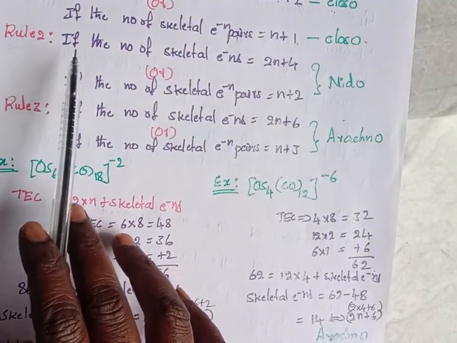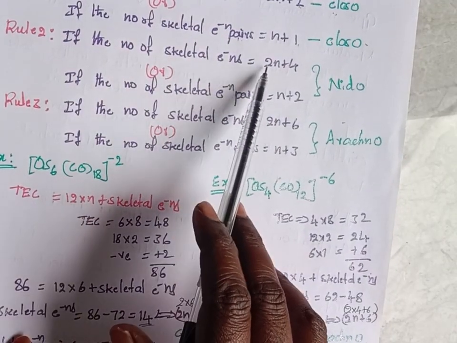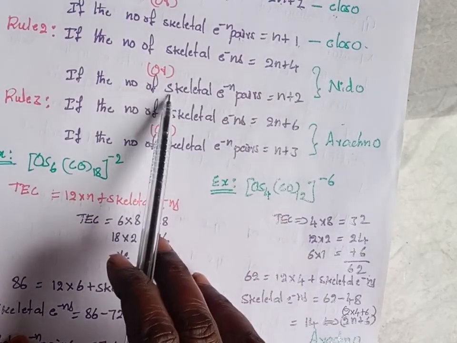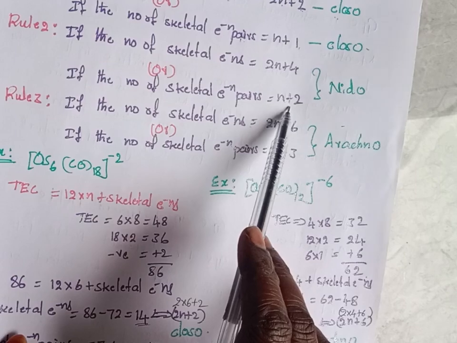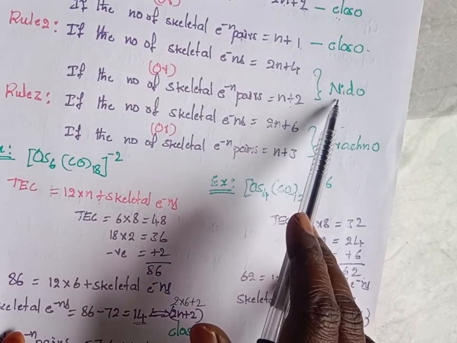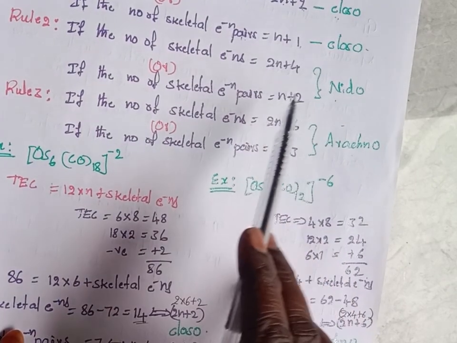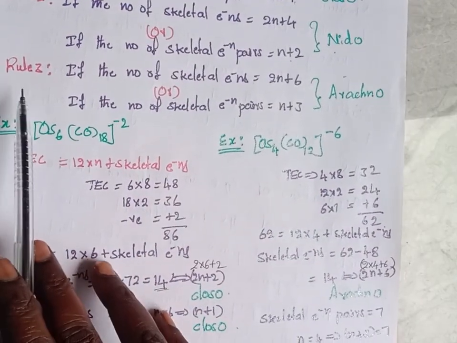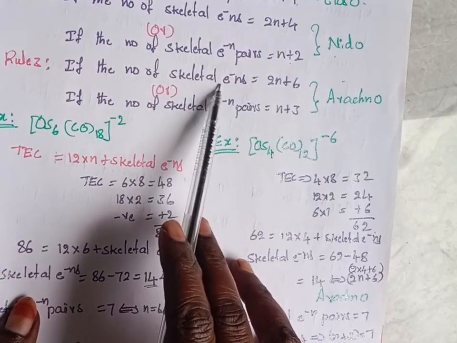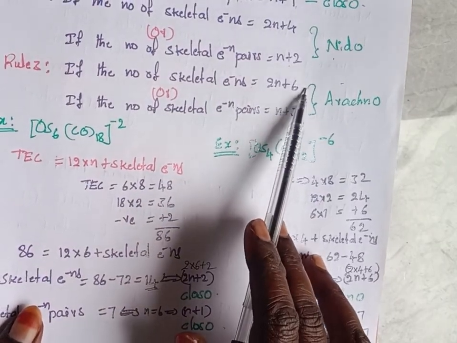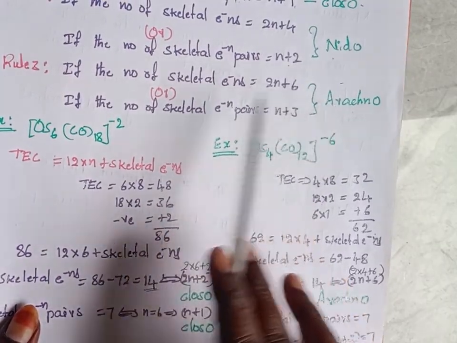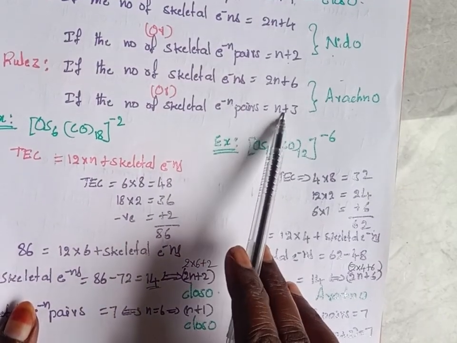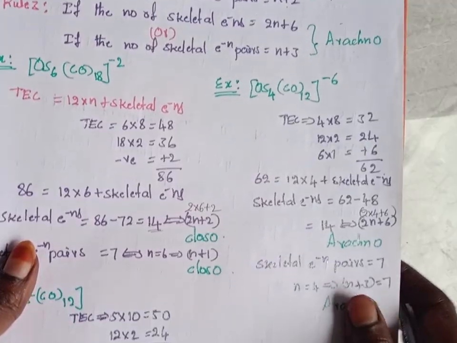Rule number 2. If the number of skeletal electrons equals 2n plus 4, the structure will be nido. According to skeletal electron pairs, if it is n plus 2, the structure will be nido, where n is the same number of metal centers. Rule 3: if the number of skeletal electrons equals 2n plus 6, the structure will be arachno. According to skeletal electron pairs, if it is n plus 3, the structure will be arachno.